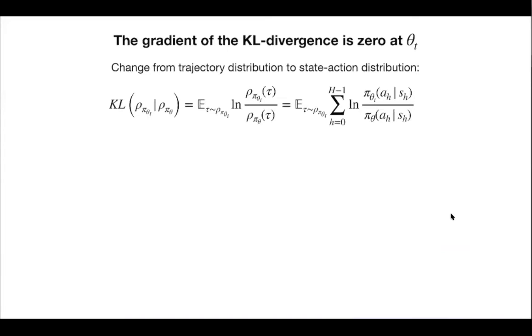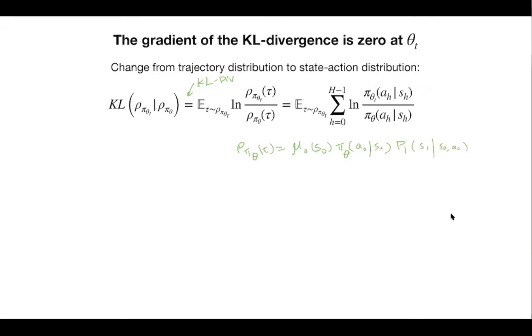Just start from the definition. This is the definition of KL divergence. I'm taking expectation under the first distribution, and then I'm taking the log of the ratio between these 2 distributions. Okay, so great. So what is the trajectory likelihood? This is mu0 over S0, pi theta A0, P1, and let's divide it by rho pi theta t.